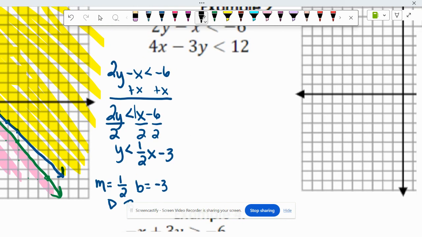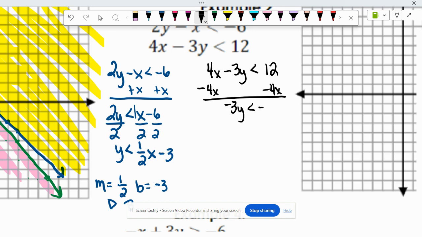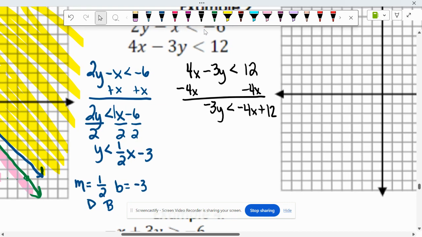So my next inequality, 4x minus 3y is less than 12. All right, Zan, what do I have to do first? If I'm trying to get y all by itself, what do I need to do first? Yeah, I have to subtract 4x from both sides. So negative 3y is less than negative 4x plus 12. Next step, Ashton, what do you want to do?